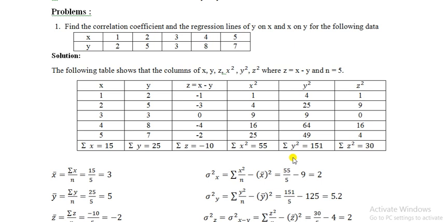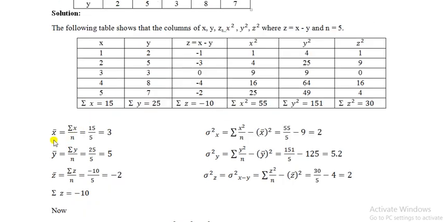Now we will calculate the value of r. Here the x bar formula is summation of x divided by n. So summation of x is 15 divided by n. n means the total number of values, 1, 2, 3, 4 and 5. So n is 5. So 15 by 5 gives 3.